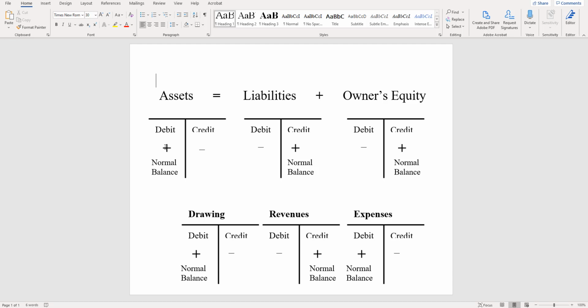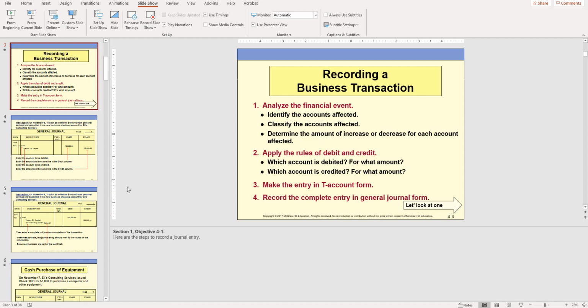For accounting, it's double entry. Our debits always have to equal our credits, and our accounting equation always stays in balance. Since they're both assets, we have a debit to the equipment and a credit to cash. We're in balance because they offset each other. One goes up, the other goes down. We're in balance in our equation here. So I'm going to go back to our example.